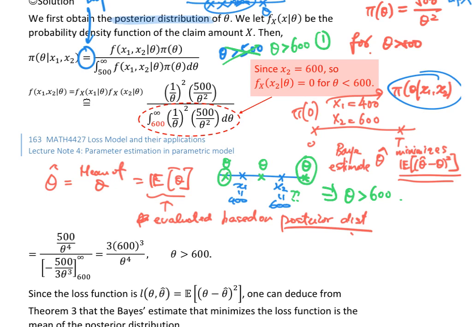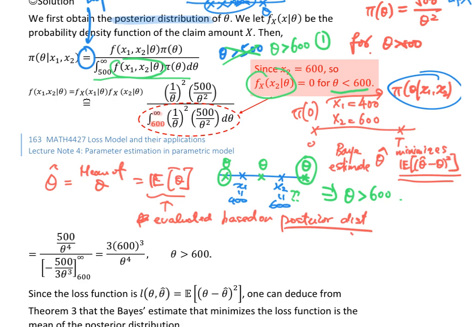Another important thing is, when you calculate the denominator, which is the integral of f times pi of theta from theta equal 500 up to infinity: given that S2 equals 600, theta cannot be less than 600, or otherwise this probability will be equal to 0. So this integral should run from 600 up to infinity, not 500 up to infinity. This is what you are supposed to get.